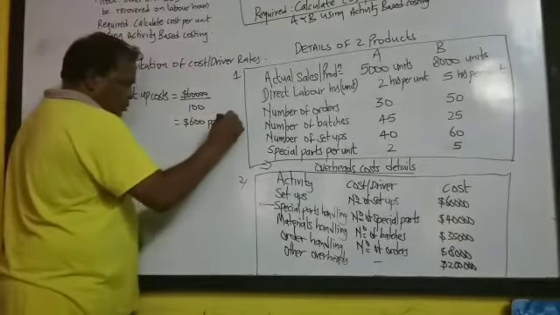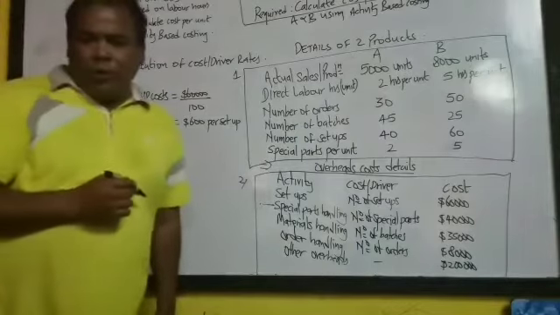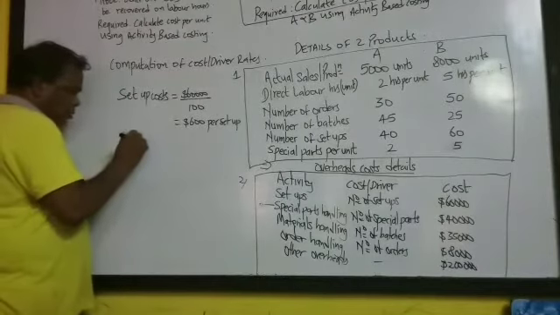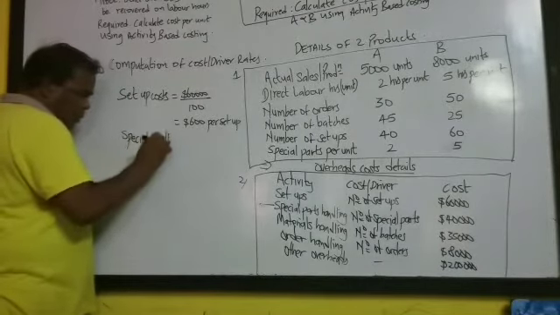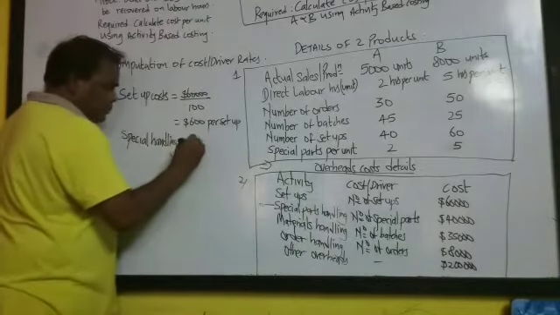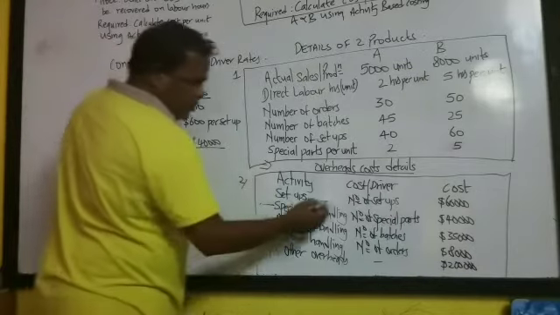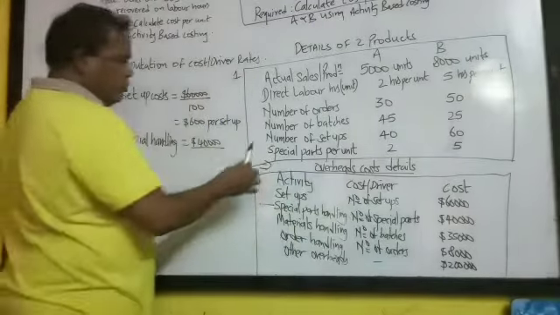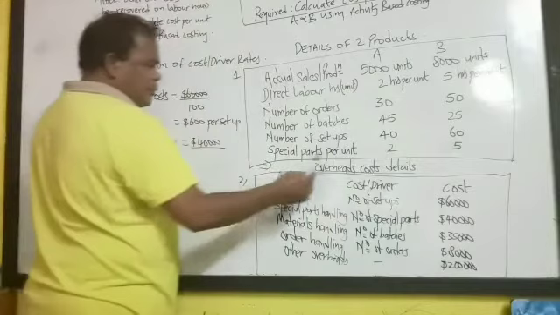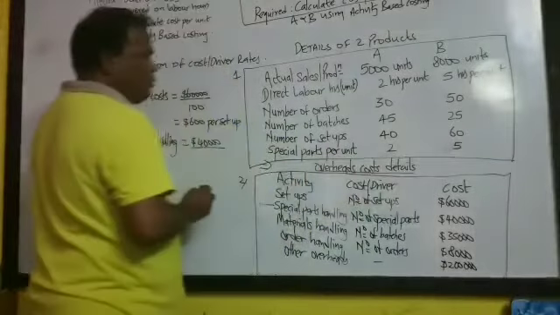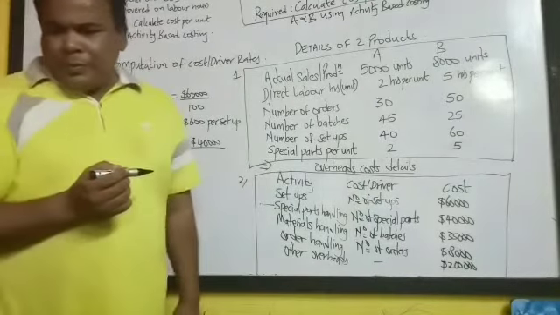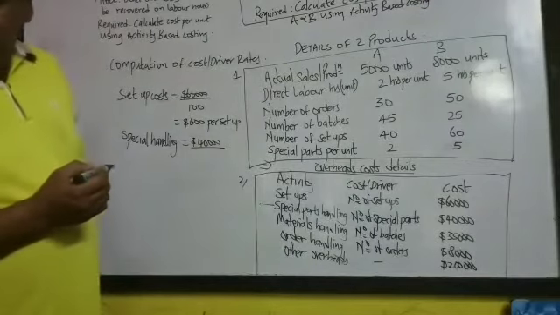Second, we have to calculate for special handling parts. What is the cost for special handling parts? The cost is 40,000, and it will be based on number of special parts. Here we have number of special parts, 2 per unit for A, 5 per unit for B. This will give us 50,000.